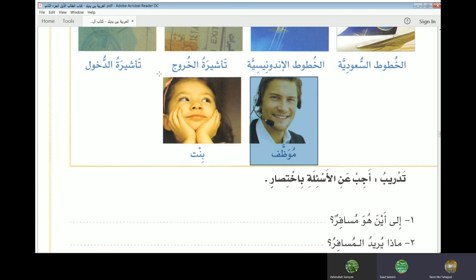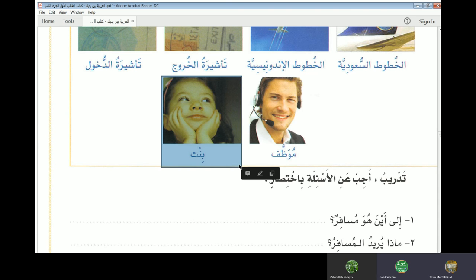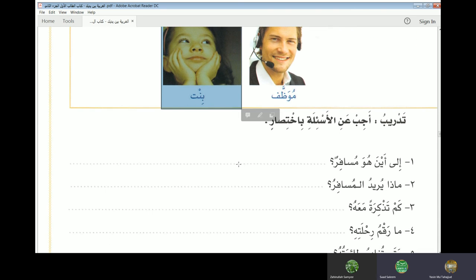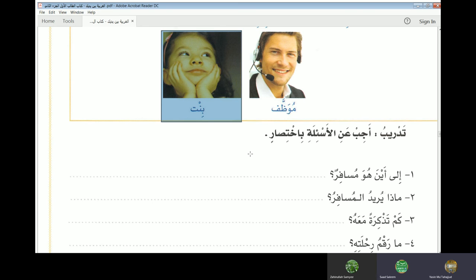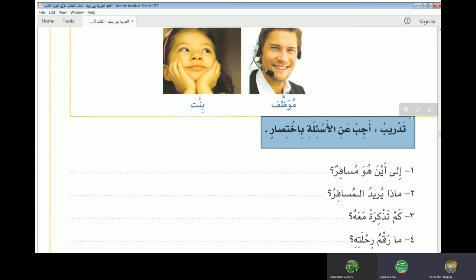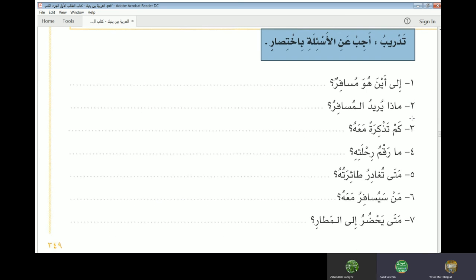Muwazzaf, customs officer. And bint, daughter, girl. Is girl better than daughter? Yes, both meanings are correct.